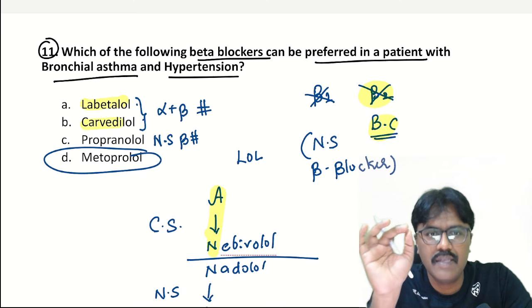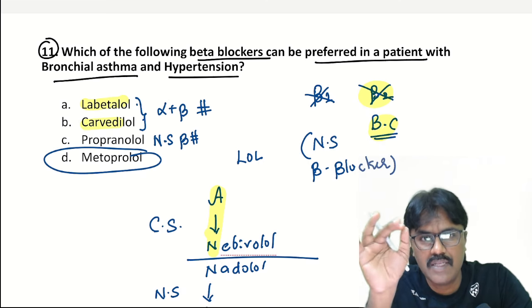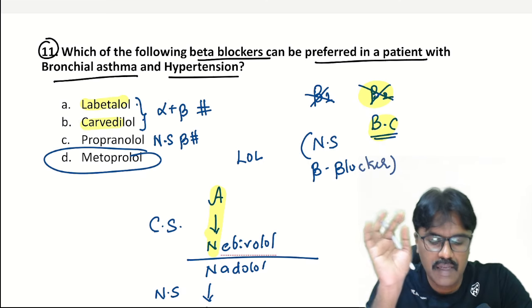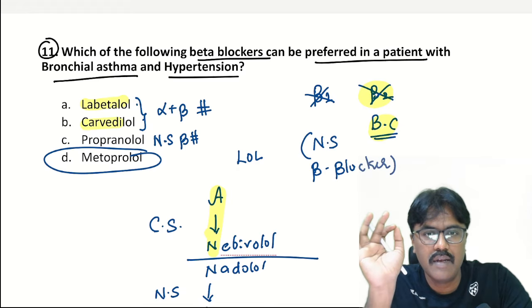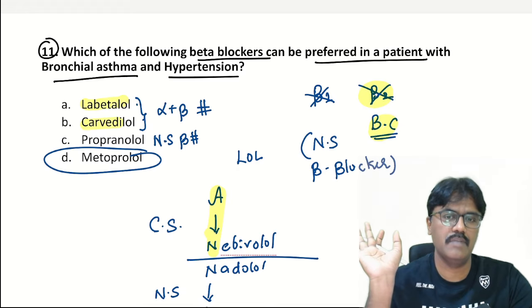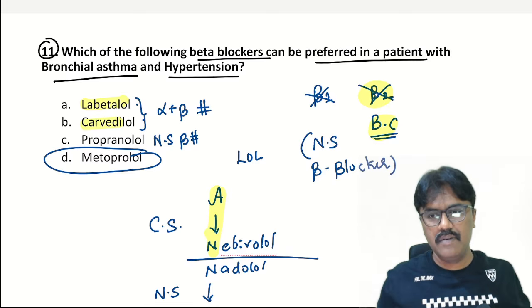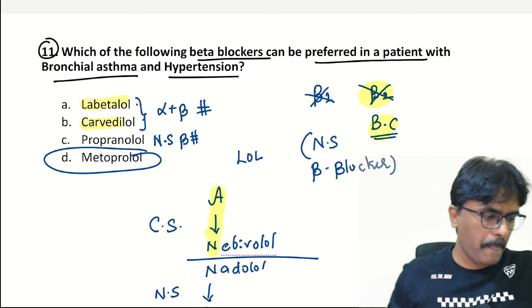Labetalol and carvedilol are an exception to the rule because they are non-selective beta blockers, and that has to be remembered. Non-selective beta blockers are not preferred in asthma patients because they can cause bronchoconstriction. I think you are clear with that.